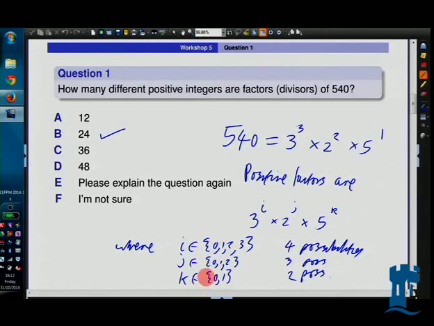If you take them all to be 0, then you get 3 to the 0 times 2 to the 0 times 5 to the 0, which is 1, which is a perfectly good factor. If you take i to be 3, as big as possible, and j to be 2, and k to be 1, then you get 540, which is also a positive factor of 540. If you choose any other numbers for i, j, and k, you get something in between. Number of possibilities, then, 4 times 3 times 2, because you can make these decisions independently. 4 times 3 times 2 is 24.